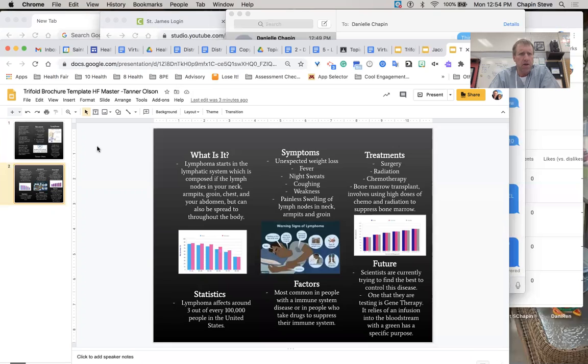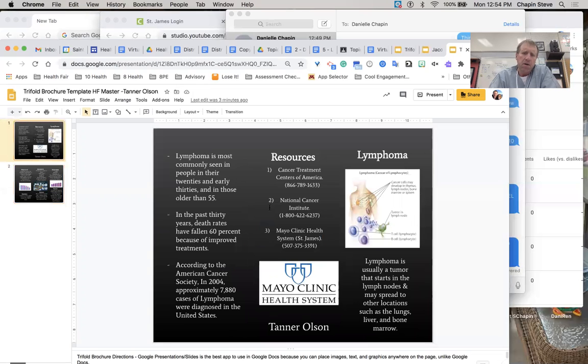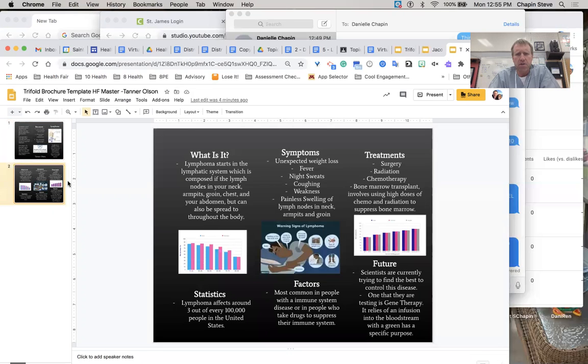Here's another example. This came from Tanner Olson. This one was on lymphoma, a topic very close to his family, as he's got some family members that have dealt with lymphoma. So he did it a little bit differently, but you can see his heading, and he's got his resources. If you go to the back, there are five, six categories. He's got statistics, what is lymphoma, symptoms, treatment, factors about lymphoma, and what is the future of lymphoma. And this is really the gut of what this is about: what's next? What do we do as a society, as a medical group? What is our hope for this?